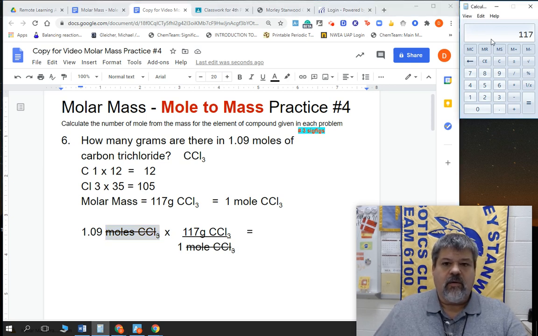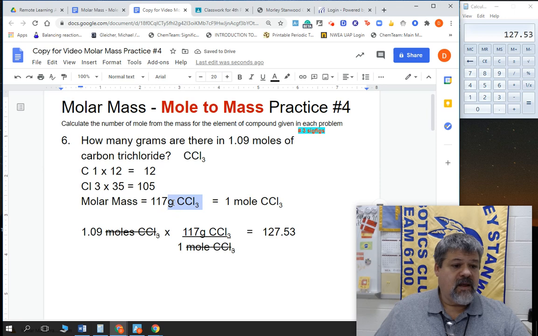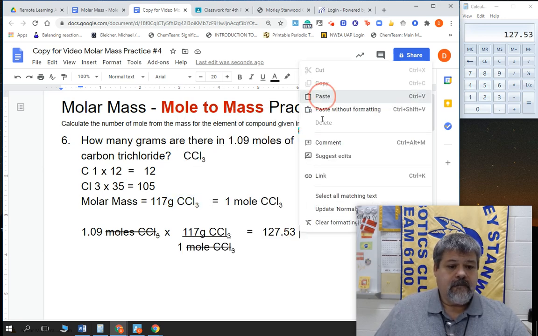So when we do the math, we're going to take 1.09, multiply that by 117, and then divide by 1, which I don't have to do, and we're going to end up with 127.53. So we're going to put 127.53, and that's going to be grams. Okay, so we can copy that part right there and paste it right there.